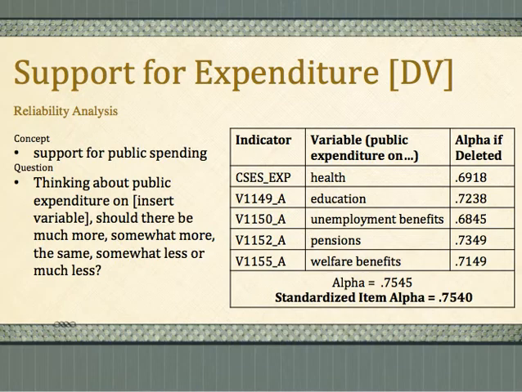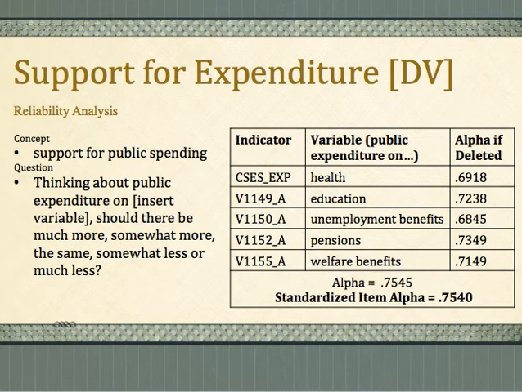The indicator for my dependent variable, support for spending, is an index combining support for health expenditure, education, unemployment benefits, pensions, and welfare benefits. Respondents had the options of much more, the same, somewhat less, or much less spending. The data were recoded so that support for expenditure would receive the high score.